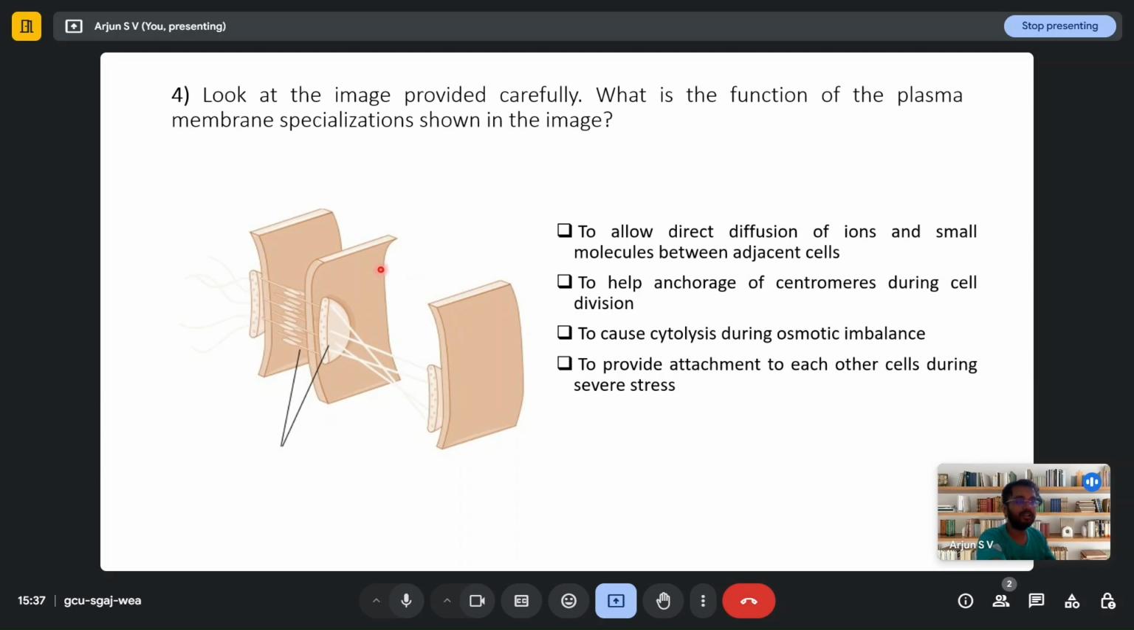So I'll repeat the question. Look at the image provided carefully. What is the function of the plasma membrane specializations shown in the image? This kind of protrusions are what they are asking about on the plasma membrane. These are like protrusions which are used to attach themselves to each other. So the correct answer is to provide attachment to each other cells during severe stress.